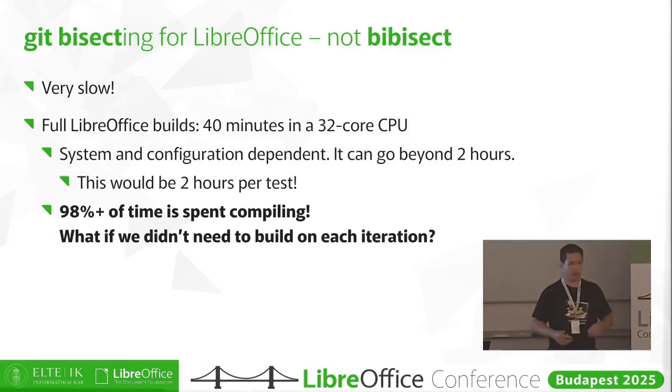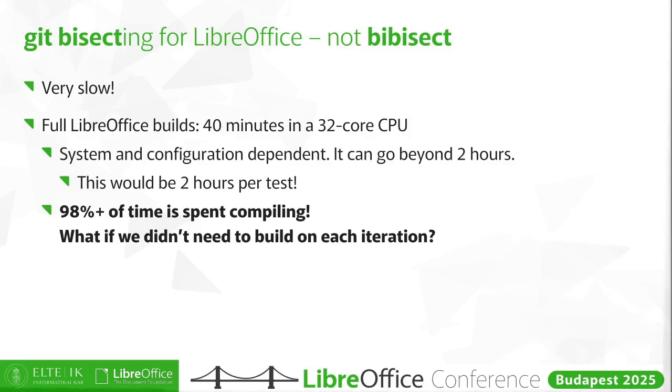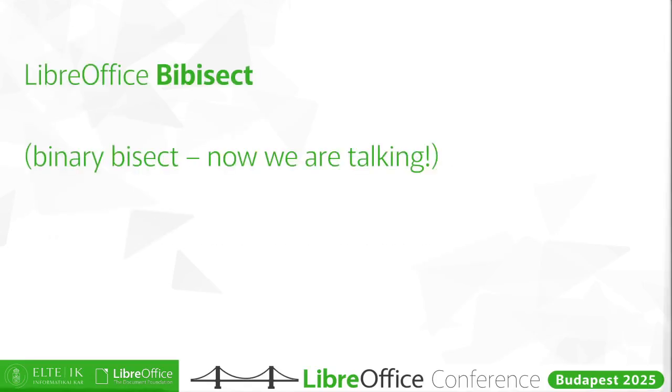60 minutes. And you spend 60 minutes compiling per iteration and 1 minute testing. That's 98% of the time compiling. Okay? And if you need to run 12 tests, that's 12 hours. Okay? Maybe Make can do some optimizations, but rough numbers. So what if we didn't have to do that? And that's where we have the very nice Bibisect repository created by the QA team.